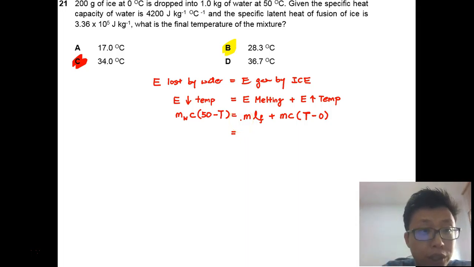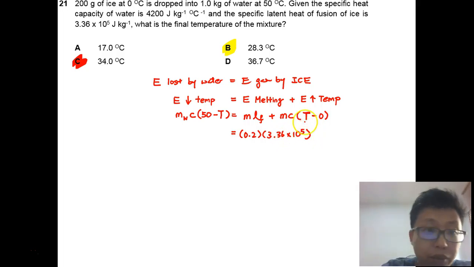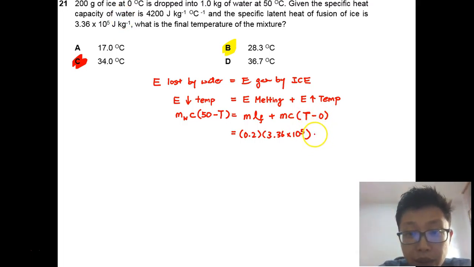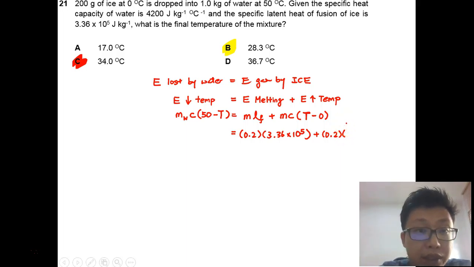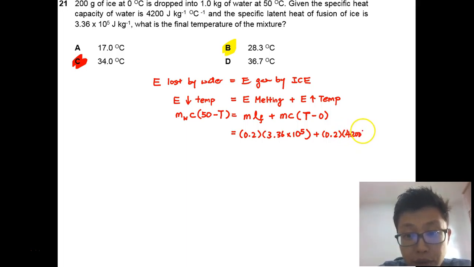So with that, put in the mass in kg. So this is 0.2. Latent heat of fusion is 3.36 times 10 to the power of 5. Be very careful, check the unit. This is in joules, not kilojoules, so I can directly plug in. It's in per kilogram, so I change my mass to kilogram. Plus, my mass of the ice is still 0.2 multiplied by the heat capacity of water because it has already melted. So I can use 4200, and then T minus 0 will give me T.